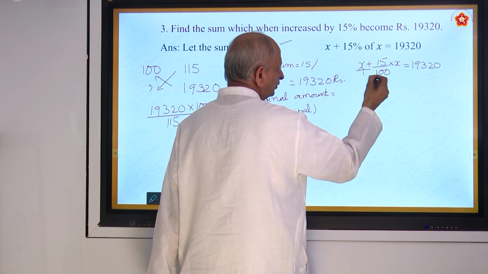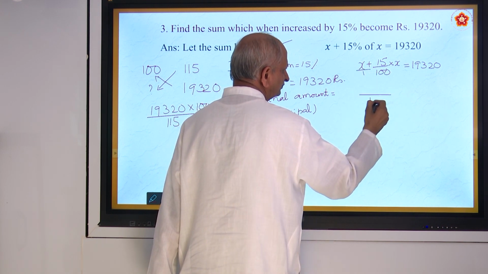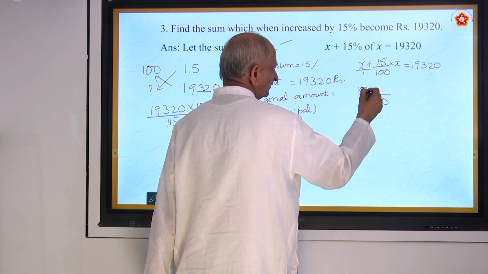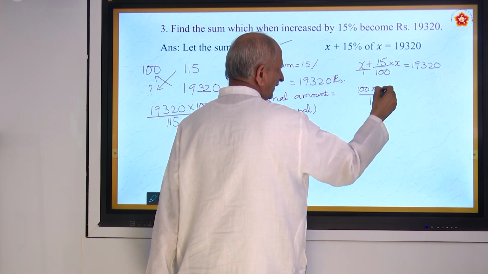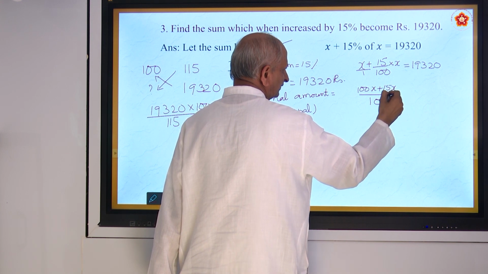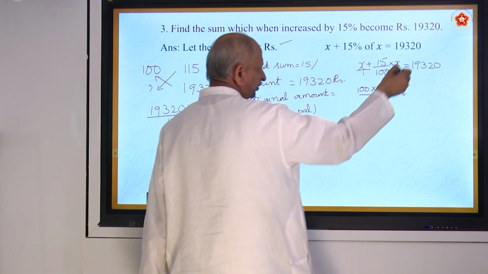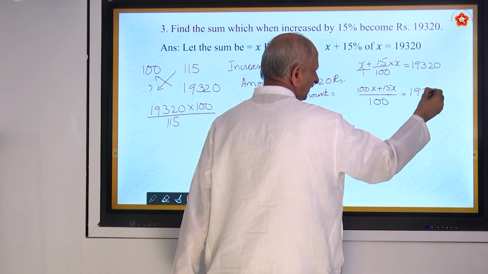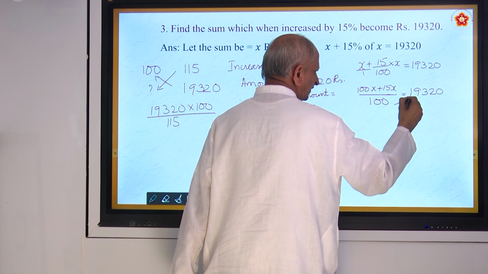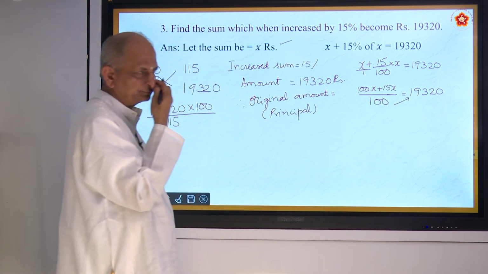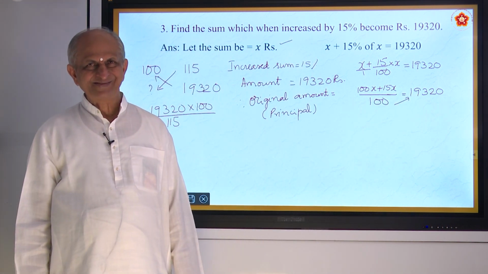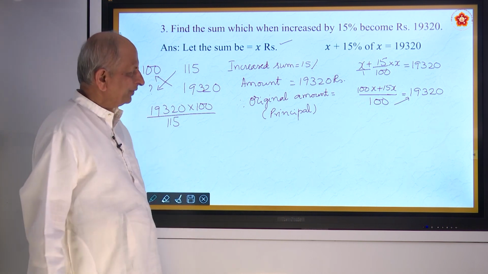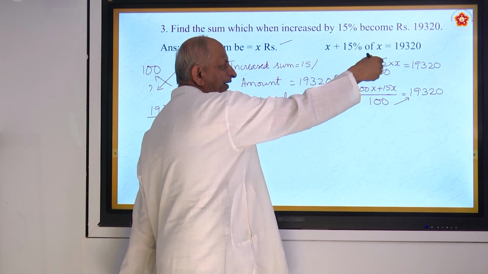So what you must do, you must take LCM here. If you take LCM, it becomes 100x plus 15x is equal to 19,320. Bring this side. Are you following? LCM, you know how to take LCM. Why you must take LCM? Because it is a fraction.